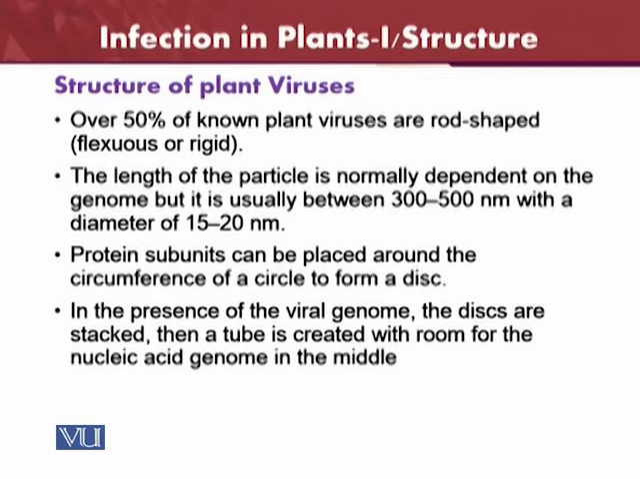In the presence of the viral genome, the discs are stacked, and this forms a tube, with the nucleic acid and the genome in the middle of the tube. This rod shaped structure is very clear. In the rod shaped structure the nucleic acid will be inside the tube, and the discs are stacked in the presence of the viral genome. These are the rod shaped viruses which are causing the disease.